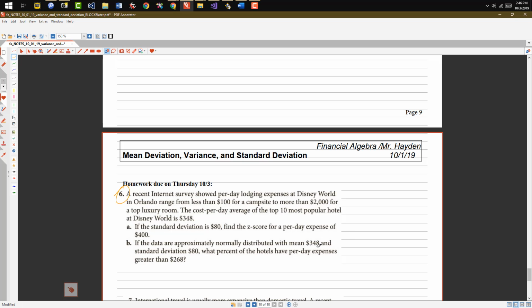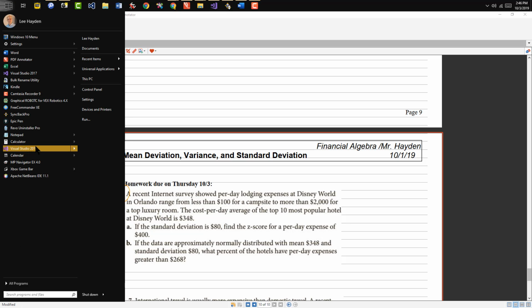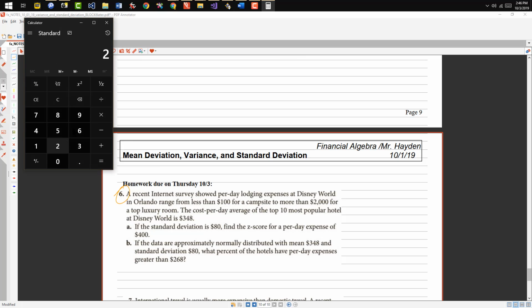So if I were doing it, the 3 pieces of data that I need are the mean, the actual value, which is 268, and 80. So I would do the math, and I think it's 268 minus 348 all divided by 80. So 268 minus 348 is negative 80. Okay, so then I divide by the standard deviation and I get negative 1.0. So that's the z-score for $268.